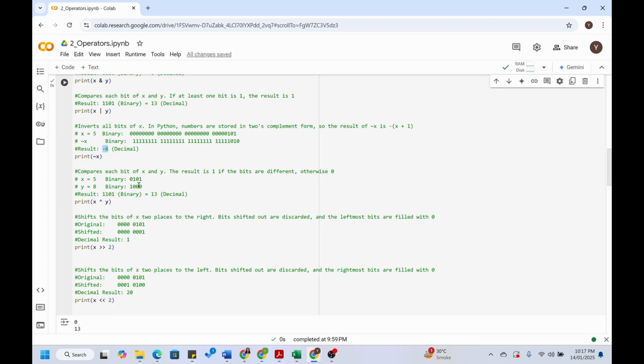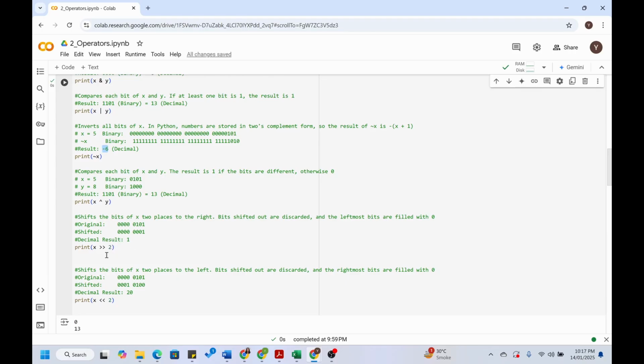1 0, that is 1 0 0. Now the bits are the same, so that means it is 0. Now again the bits are different, so it is 1. And when I'm converting it to the decimal format, it is coming 13. Now coming to the next, that is the shift operator.